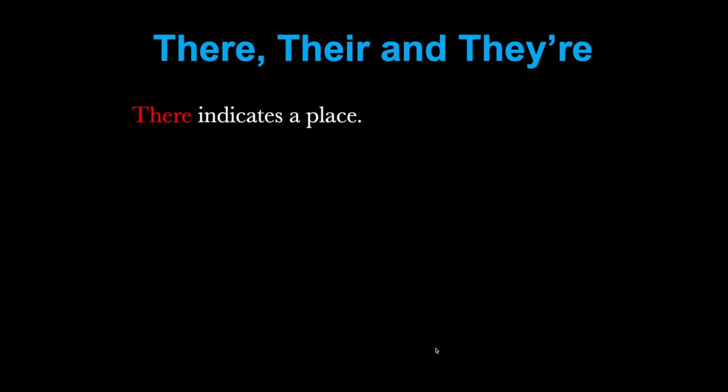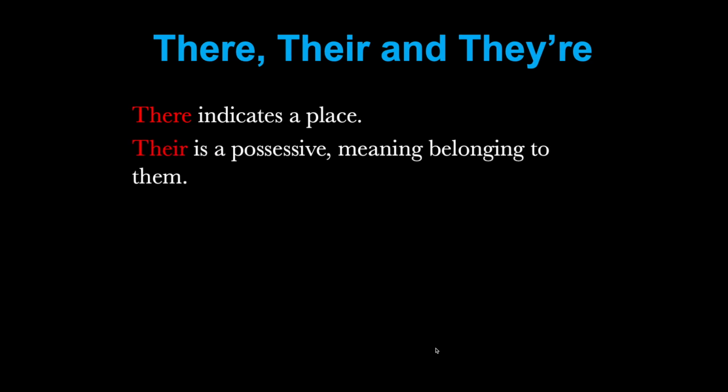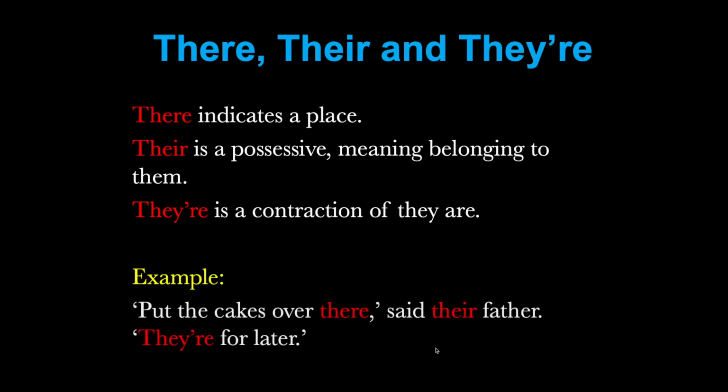There, THERE, indicates a place, while THEIR, their, is a possessive, meaning belonging to them. There, THEY apostrophe RE, they're, is a contraction of they are. They clearly are not interchangeable. They mean quite different things. Here's a sentence, however, with all three of them in it. Put the cakes over there, said their father. They're for later. Again, it's important not to mix these up.